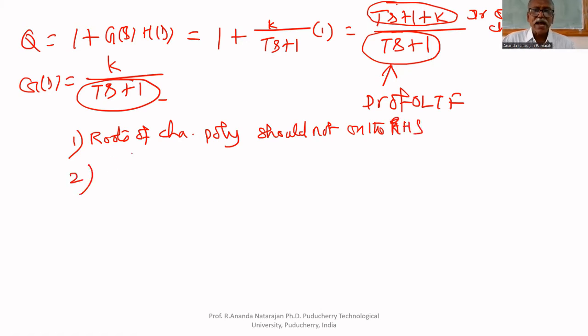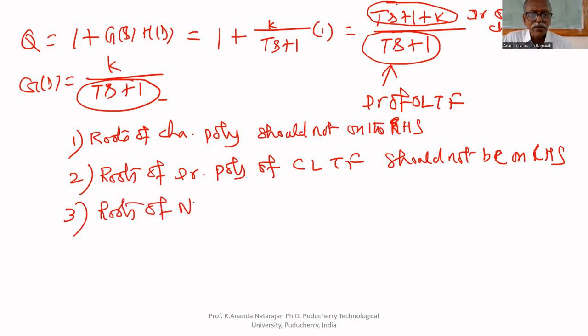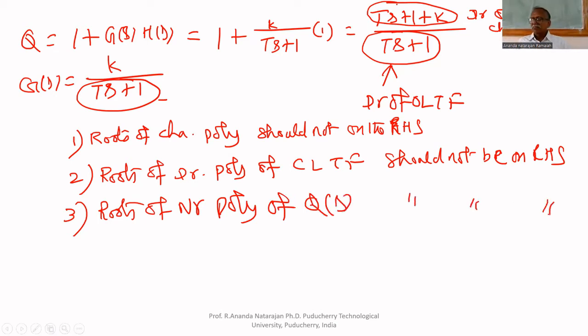The same can be said of the roots of the denominator polynomial of the closed loop transfer function: they should not be on the right hand side. The same can be said of the roots of the numerator polynomial of Q of S: they should not be on the right hand side. All three statements are the same.